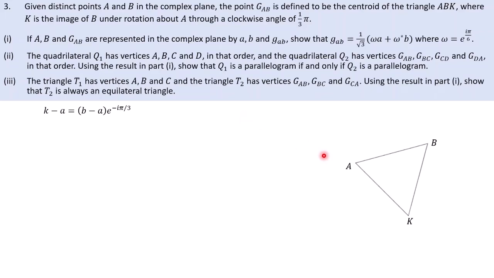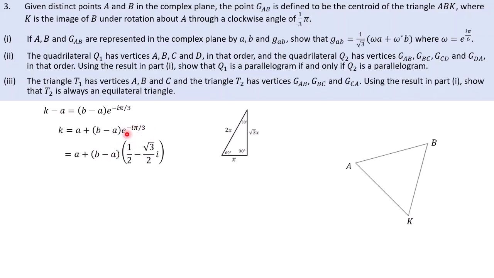So firstly, we see that, by definition, the vector AK is given by the vector AB rotated clockwise 60 degrees, right? So K minus A, which is vector AK, is given by B minus A times e to the minus i pi over 3. The minus sign is because we are rotating clockwise instead of anti-clockwise, so clockwise by pi over 3. So rearranging, I just bring the A to the other side. And now I expand out what is e to the minus i pi over 3.